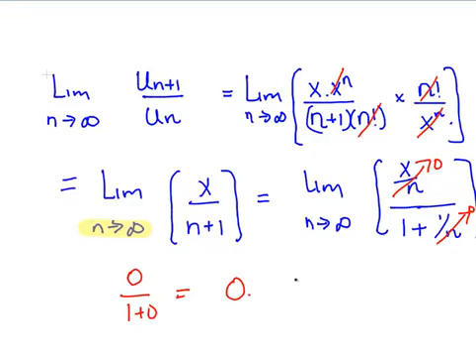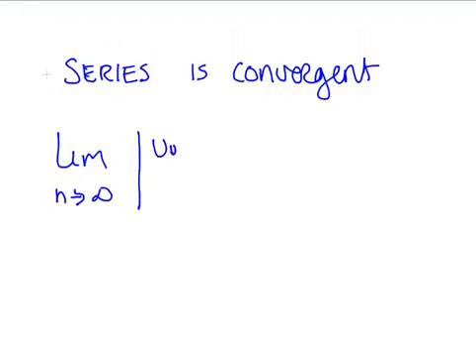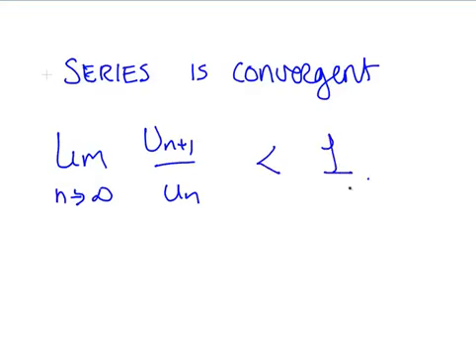Now the test for convergence: is this less than 1? And the answer is yes. So that means the series is convergent, because the limit as n approaches infinity of u of n plus 1 over u of n is less than 1. So that's the answer to that one. That's the ratio test, a simple ratio test question.